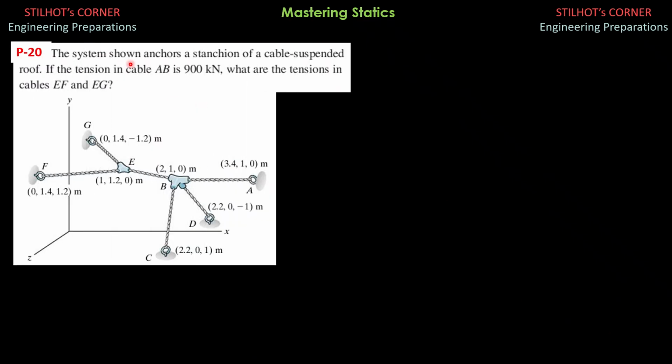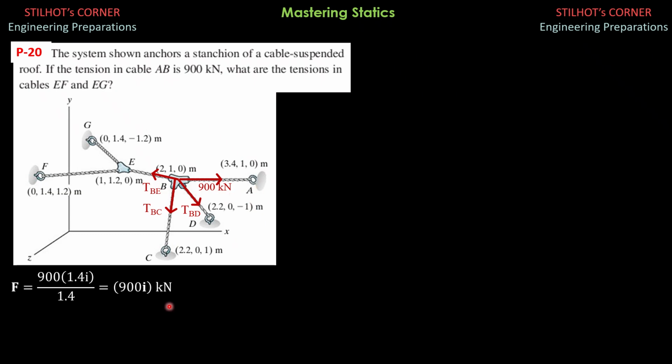Problem 20. The system shown anchors a stanchion of a cable suspended roof. If the tension in cable AB is 900 kilonewtons, what are the tensions in cables EF and EG? So let's have the free body diagram of joint B. So that's 900 kilonewtons. In vector form, 900 kilonewtons is 900 times 1.4 I over 1.4. So that's 900 I.